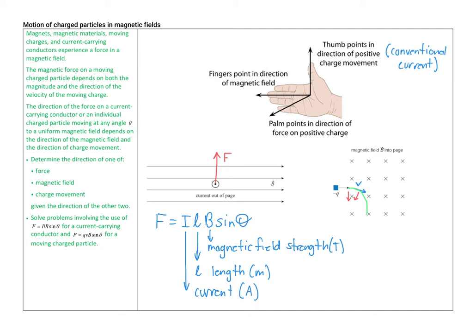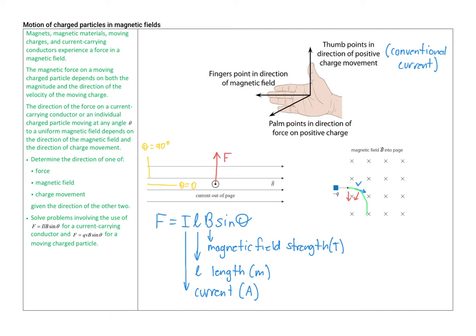And sine theta is the angle of the wire to the magnetic field. So in this case, let's use the yellow. If the wire went like that, that would be theta equals 0, so sine theta would equal 0. There's no force, so a wire that lies parallel to a magnetic field won't experience any force. If the wire lies at 90 degrees to the field, then sine theta equals 1. That will be the maximum force.